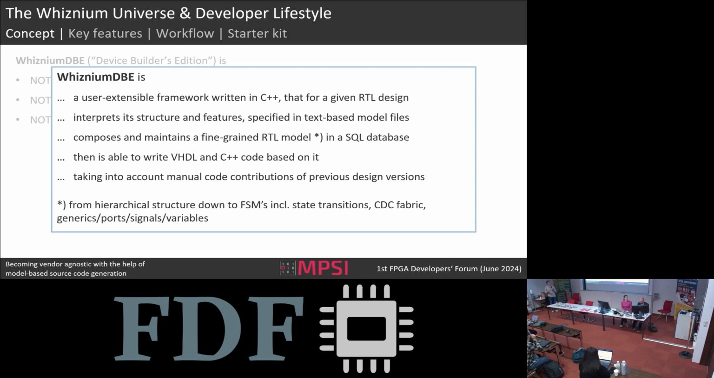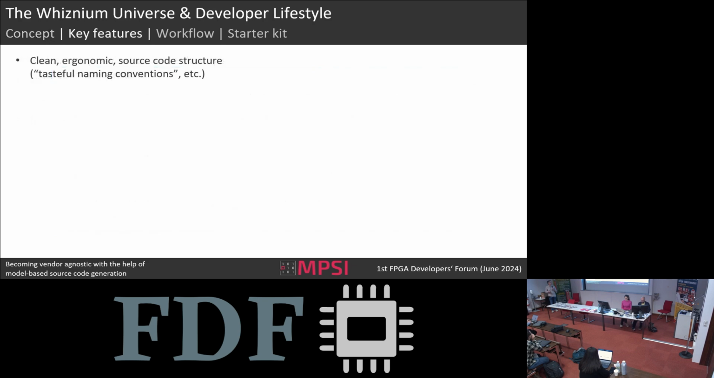Don't worry, I will bring you closer with examples to see how that works in the next slides. What are the key features? Key features are clean ergonomic source code structure that is enforced by using the model-based approach. It has lots of advantages, starting from tasteful naming conventions, but the list goes on.